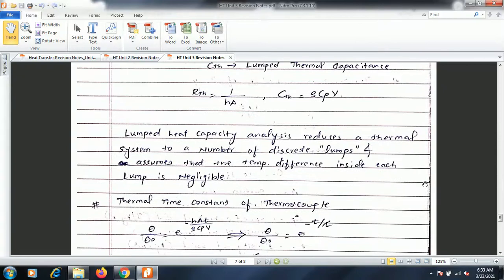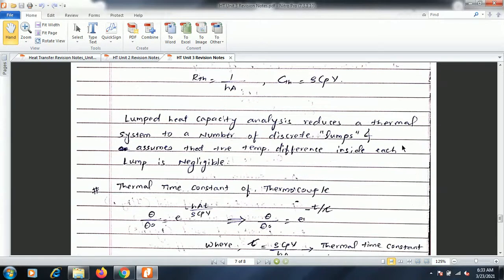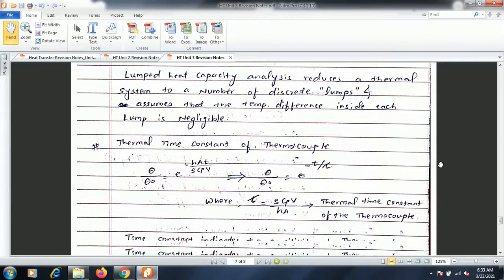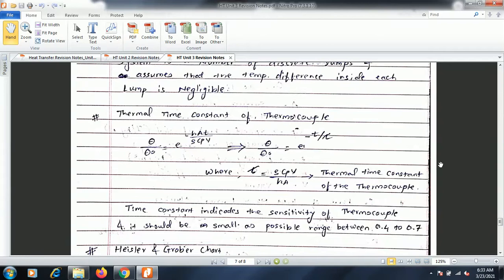Lumped heat capacity analysis reduces a thermal system to a number of discrete lumps and assumes that the temperature difference inside each lump is negligible. Therefore, the temperature gradient inside the lump is considered to be 0.